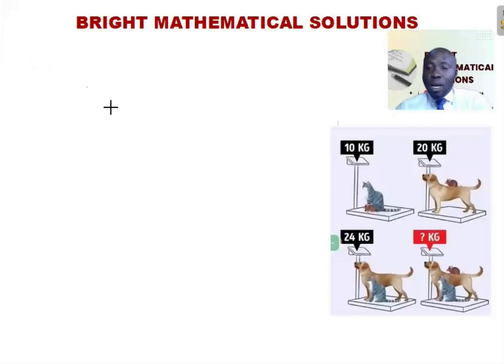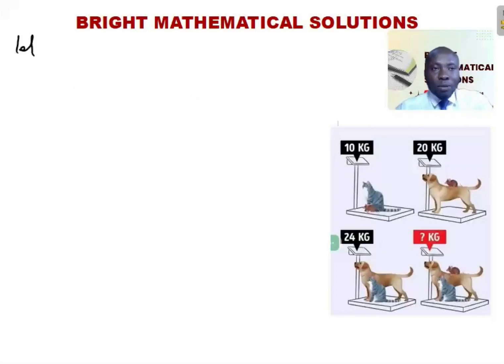Today we want to look at the kilogram of the cat, the dog, and the rat. We've been given that the cat and the rat is 10 kg, the dog and the rat is 20 kg, and the cat and the dog is 24 kg. So let us solve this mathematically. Please open and let us see.